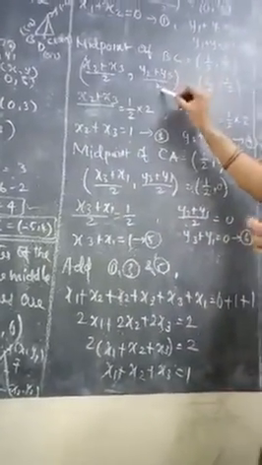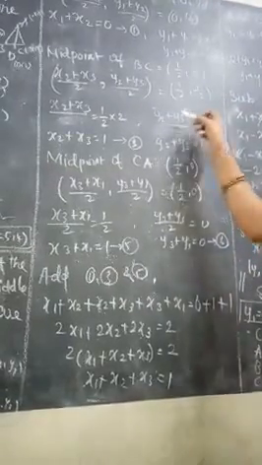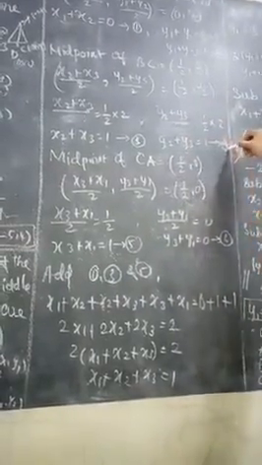Here (y2 plus y3) by 2 equal to 1 by 2. Automatically, these two come for multiplication. So y2 plus y3 equal to 1. That is equation number 4.